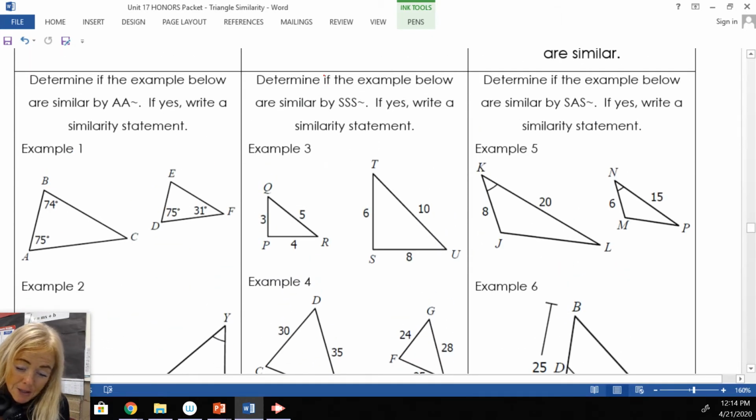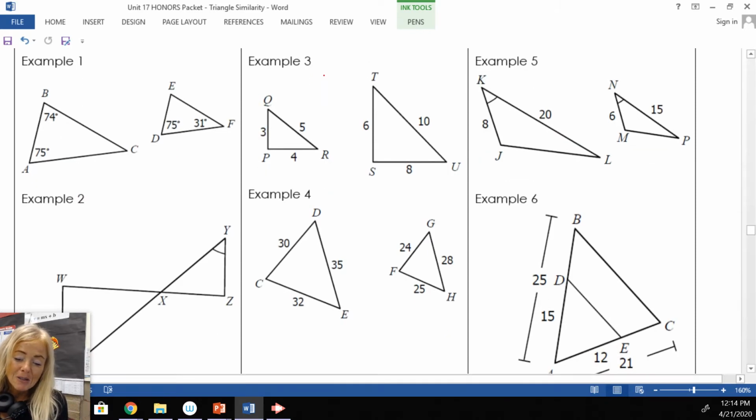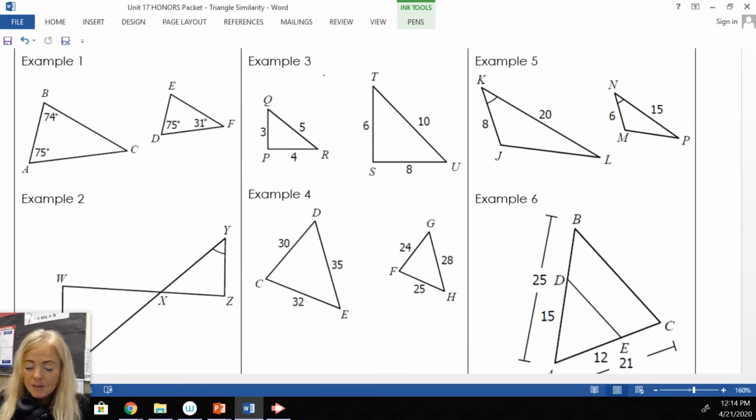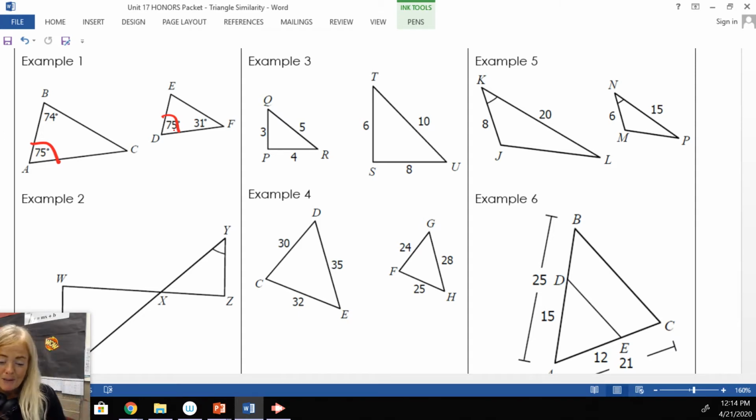So our examples here: determine if the examples below are similar by angle-angle similarity, and if so, write a similarity statement. Now, of course, they're not going to make it way easy. They're going to give you two angles, but do you know if they're the same corresponding angles? We don't know that, do we? All right, so we're going to check it out. So example 1, you have an angle that's 74 and an angle that's 75 in the first triangle ABC. And the next one, the smaller of the two, we have a 75 and a 31 degree angle. Now, at first look, you say, oh, well, I have one, 75 and 75, so that's good, but I don't have a second one, so you might just move on. But they're trying to trick you, so don't be fooled too easily.